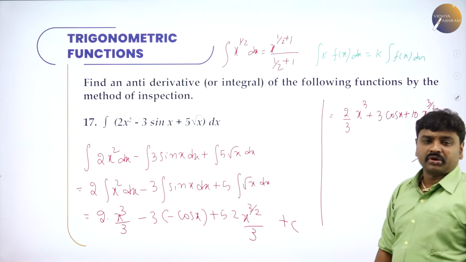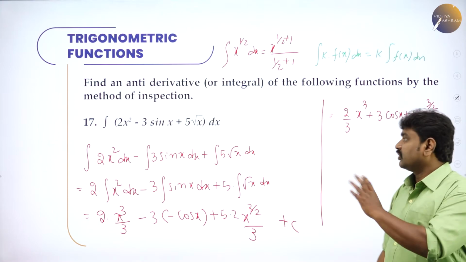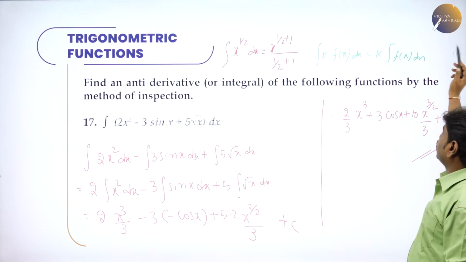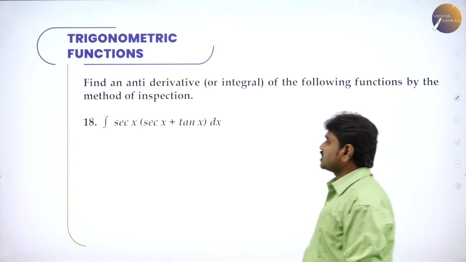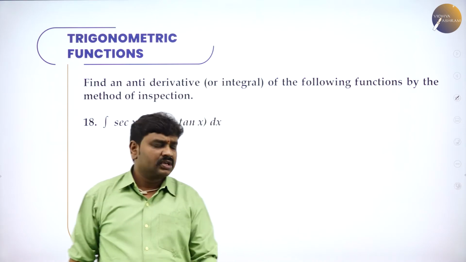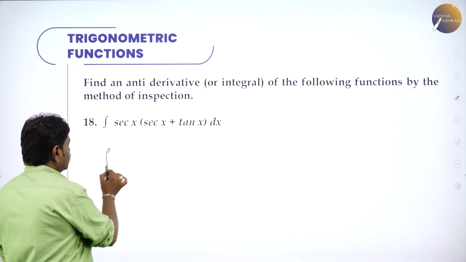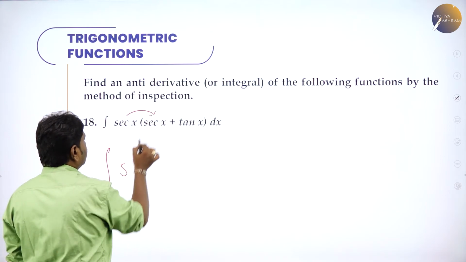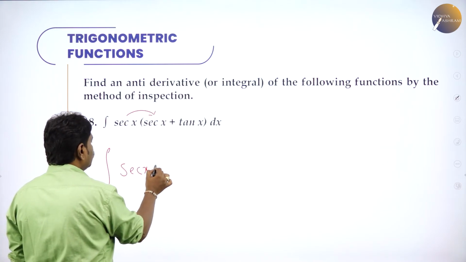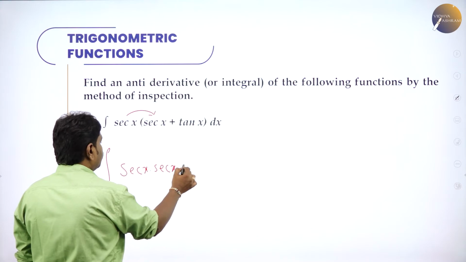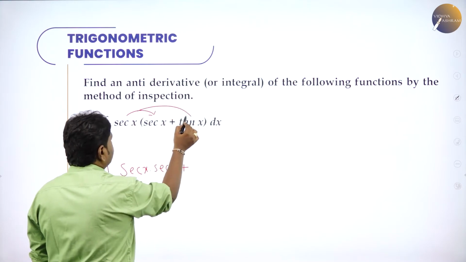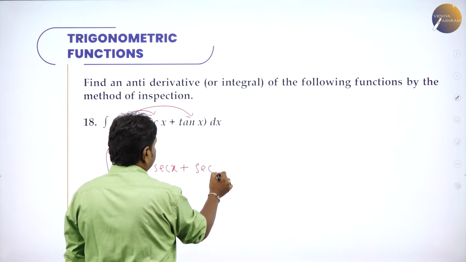So it's one of the important questions. So this is also important and we have solved. Next, secant x into secant x plus tan x. So multiply secant x, integration of, if I take this inside, it will become secant x into secant x plus this into this, that is secant x into tan x.